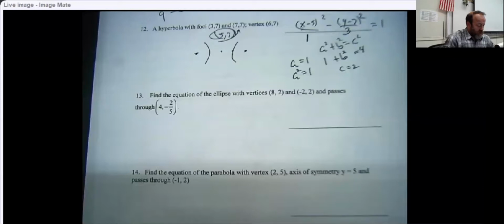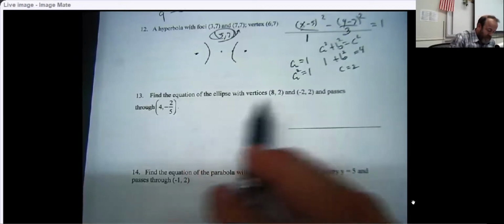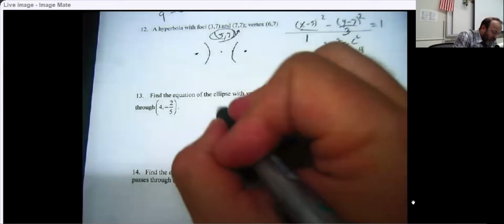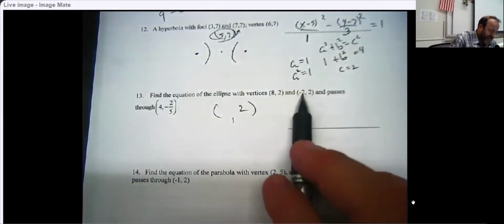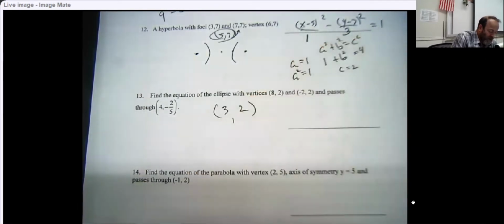All right, two questions to go, number 13 and 14. I think these were a little bit trickier. Now we have an ellipse with these two vertices. Again, I always start by finding the center of those, and right in the middle of 2 and 2 is pretty easy, but the middle of 8 and -2, add them together is 6, and divide by 2 is 3.